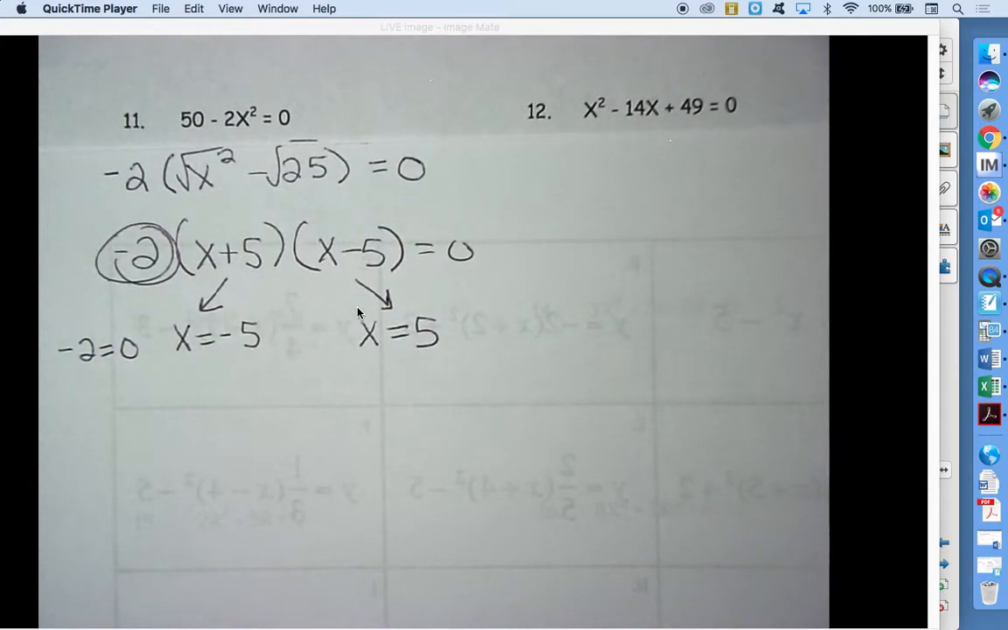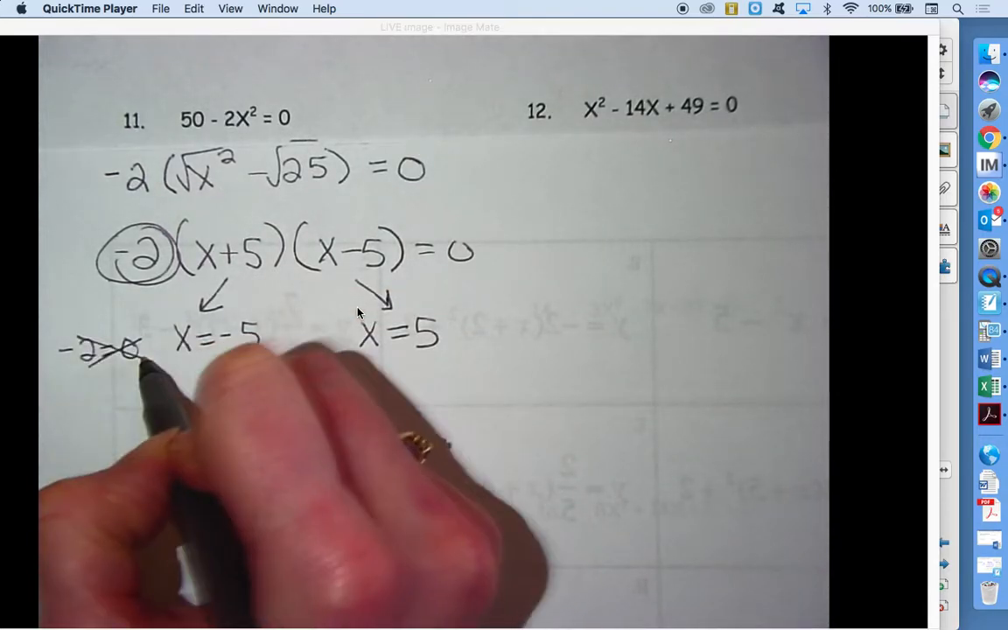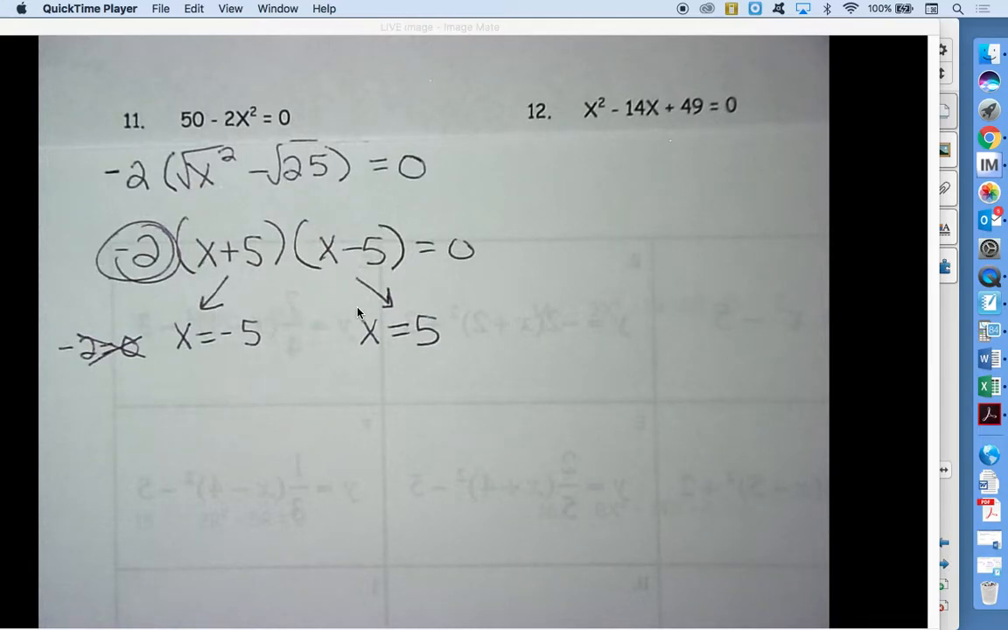Negative 2 doesn't equal 0, because there's no x with it. If there's not an x with it, it's not part of your solution. That was just the GCF that you pulled out, and it was just a number. It didn't have a variable with it.